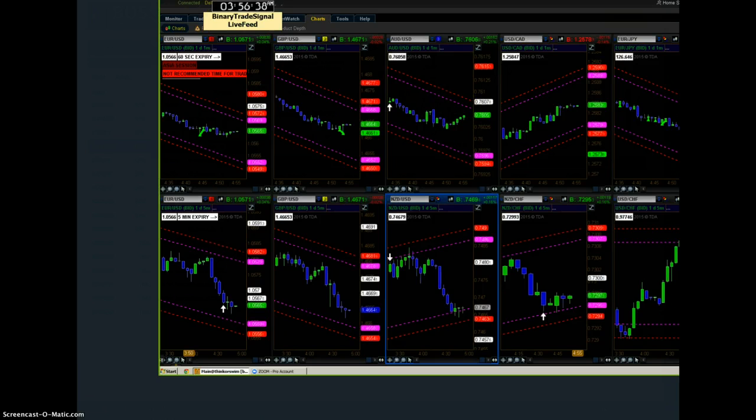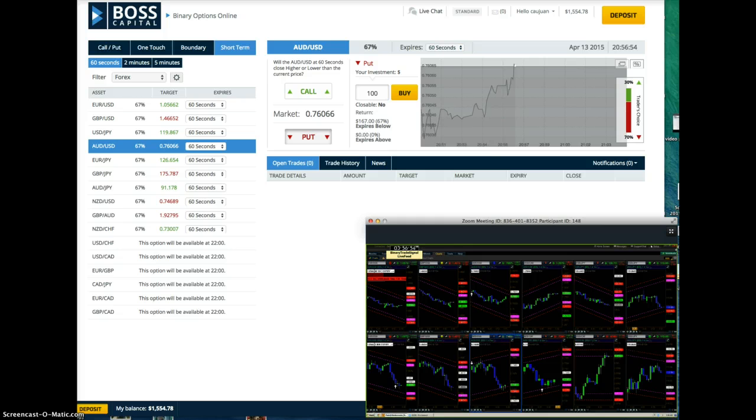We will wait until the next candle and then make sure that signal saying go in is within 20 seconds of the next candle. So that's what we're waiting for. We're waiting for the next candle to present itself. And if that next candle presents itself, see how it's going closer to the magenta? So if it ends up saying to go in, we're going to take a put for 60 seconds on the AUD USD. So now we're waiting.